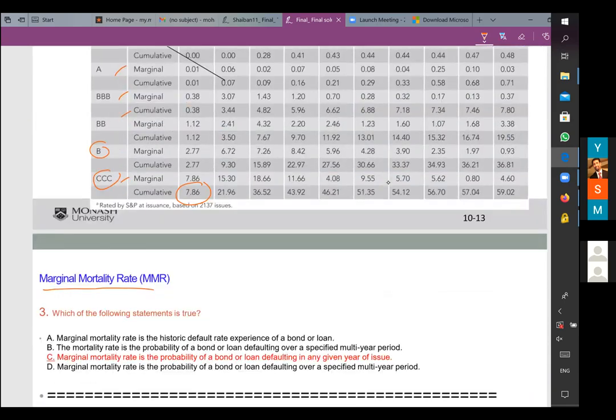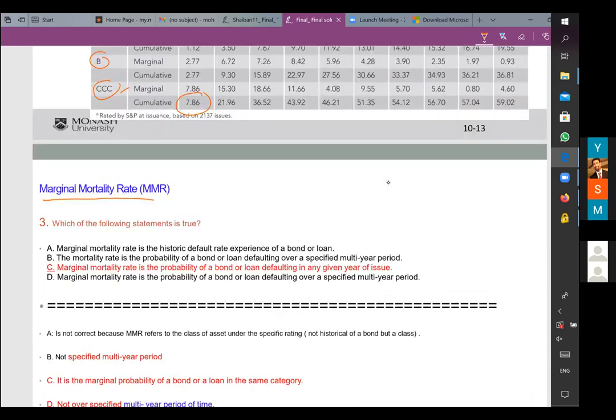Now, coming back to the question, which of the following statements is true about marginal mortality? Marginal mortality rate is the historic default rate experience of a bond or a loan. It's not a bond or a loan. It's actually the probability of a bond or a loan defaulting in any given year of the issue.